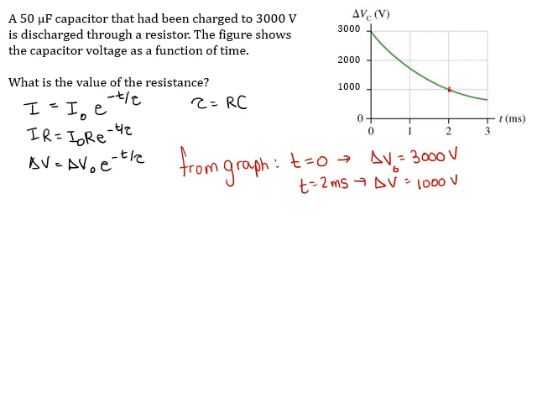Now we have some things we can put in the equation. So let's start filling some stuff in. Delta V is 1000 volts. That's equal to our initial potential of 3000 volts times e to the minus t, that's our time, 2 milliseconds. I'm going to work in milliseconds here, and I'll just keep in mind that that's going to give me my tau in milliseconds. If you don't like that idea, then you can right off the bat write down times 10 to the minus 3 seconds. Okay, I'll divide both sides by 3000 because I'm trying to solve for tau.